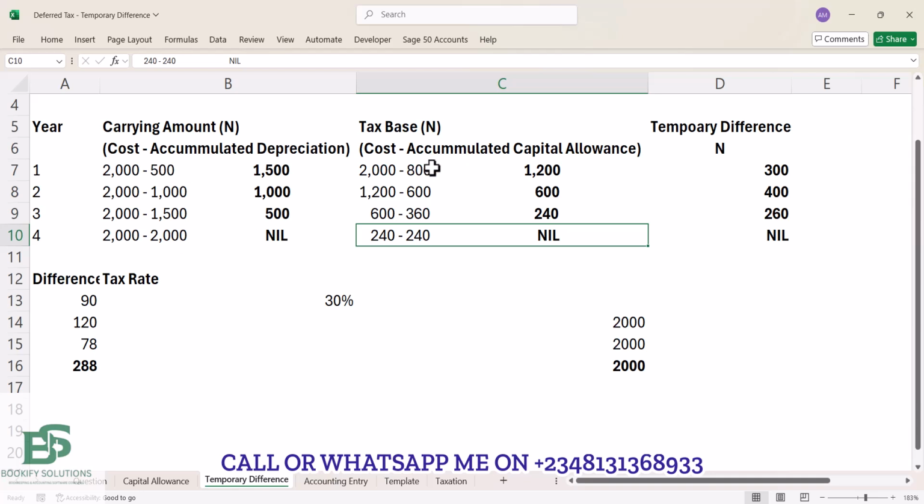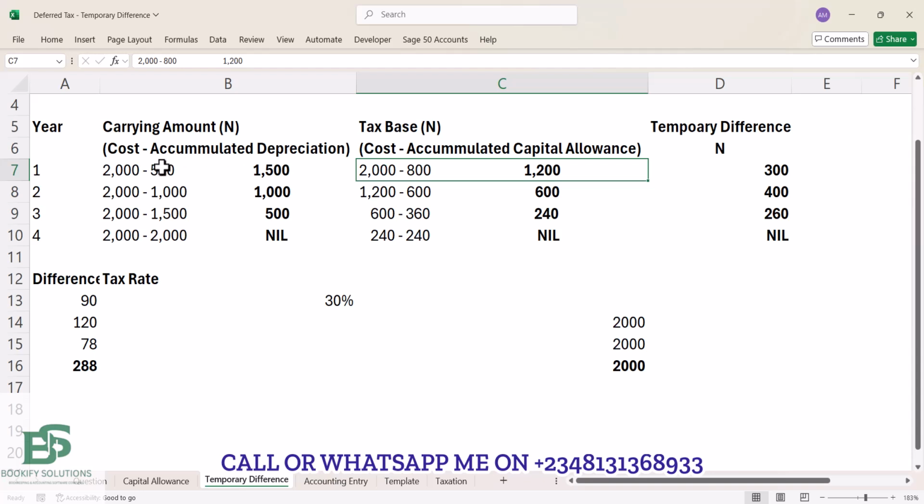Now you get 2,000 minus 800, then 1,200 minus 600. The balance 600 minus 360. The balance 240 minus 240. I didn't want to use 2,000 here. What we will do is get 800 here. We'll get 800 plus 600, which is 1,400. Then 800 plus 600 plus 360: 1,400 plus 360 will be 1,760. The 1,760 plus 240 will be 2,000.